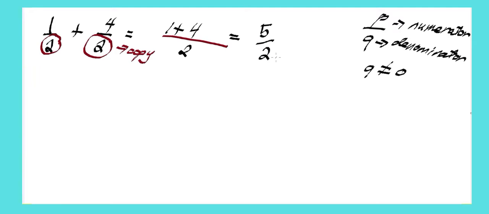Okay, so 5 over 2 is relatively prime to each other. 5 is prime, 2 is prime. Okay, 5 divided by 2 cannot be, and 2 divided by 5 cannot be also. So it means that this is already in the lowest term. Okay, this is our final answer. That is if they are similar.